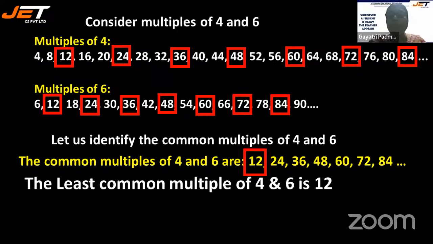So in this, what is the least? That is, the lesser number. So the lowest number is 12. So this is called LCM. That is the least common multiple. All right. So the least common multiple of 4 and 6 is 12.